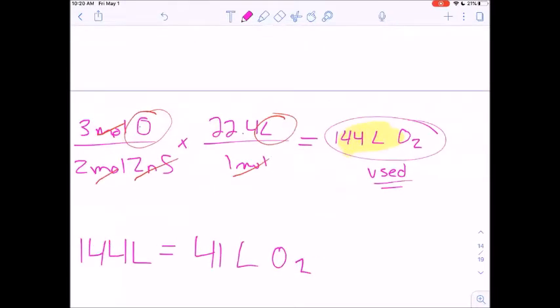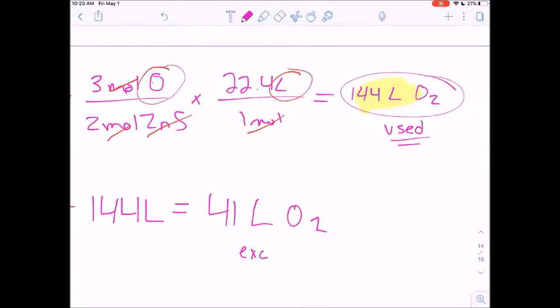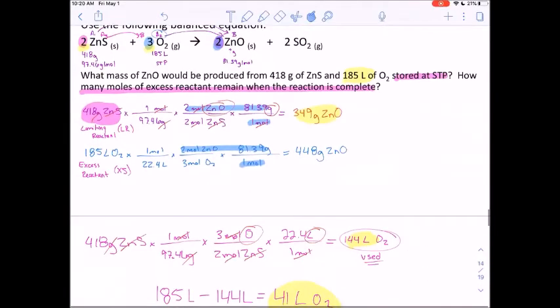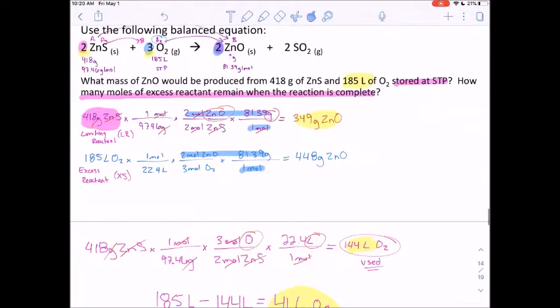Now this is my excess. This is how much is left over. So when the reaction is done, I'm going to have 41 liters of O2 left over inside of that container. But this isn't what the problem asked us for. We didn't get asked for liters, so we need to convert this to moles. It asks us specifically for how many moles of excess remain when the reaction is complete.